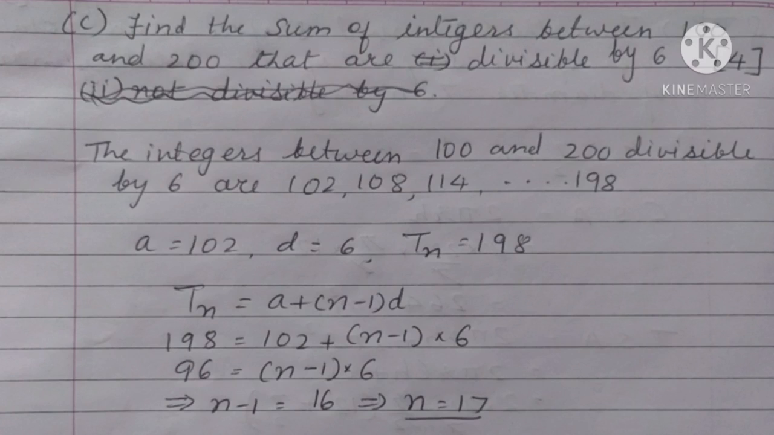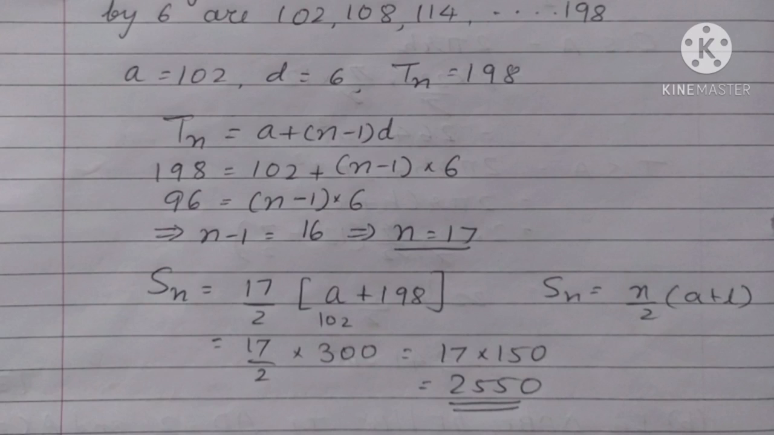So using the last term formula, Tn is equal to A plus (n minus 1) d, and substituting the values, we get n minus 1 is equal to 16. So n is equal to 17. We get how many numbers are divisible by 6? They are 17.